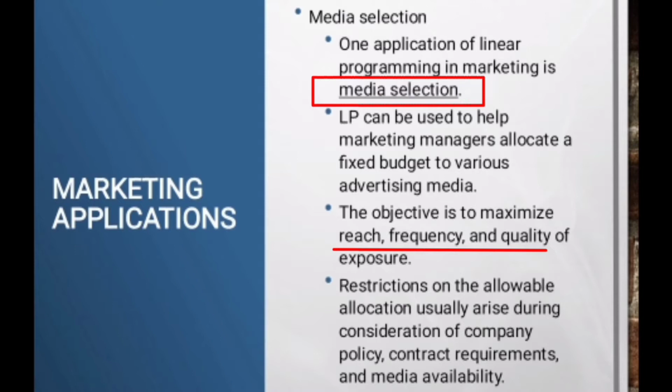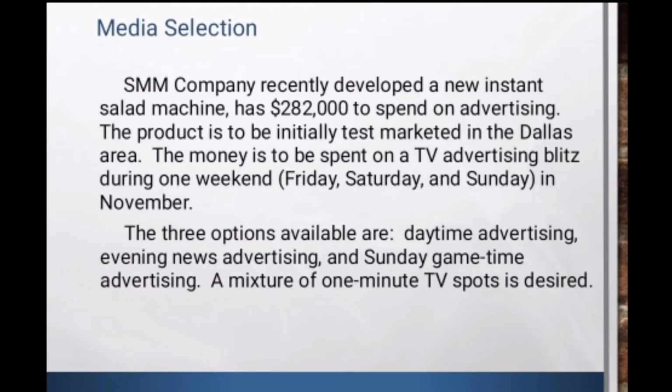From media selection to market research, linear programming has many benefits as a tried and tested problem-solving method that can enhance the decision-making process. This technique is especially useful when there are constraints or restrictions when making a decision in certain applications of marketing. Now let's see this example of media selection.